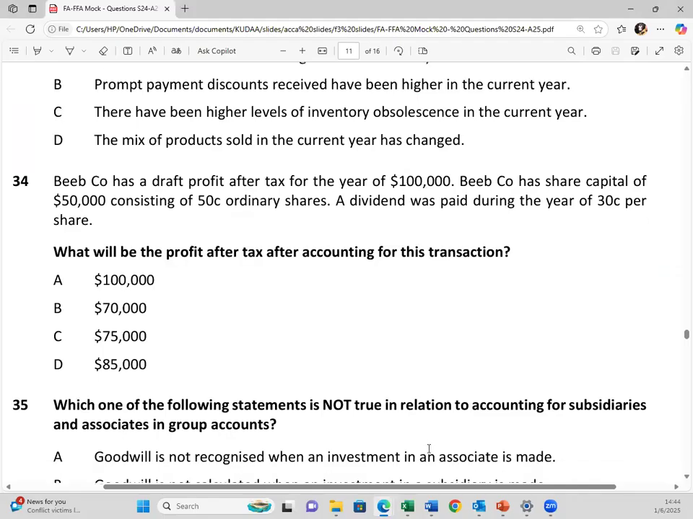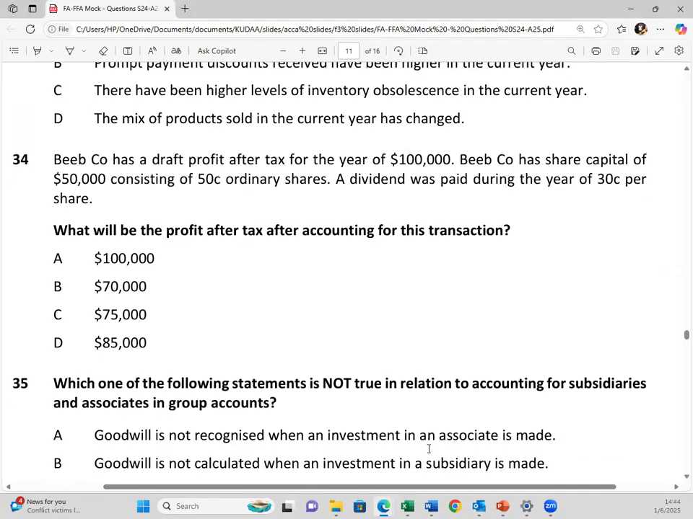The company has a draft profit after tax for the year of 100,000. It has a share capital of 50,000 consisting of 50 cents ordinary shares. A dividend was paid during the year of 30 cents per share. What will be the profit after tax after accounting for these transactions?